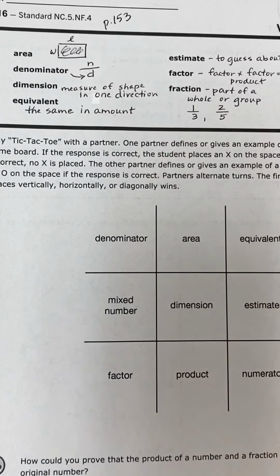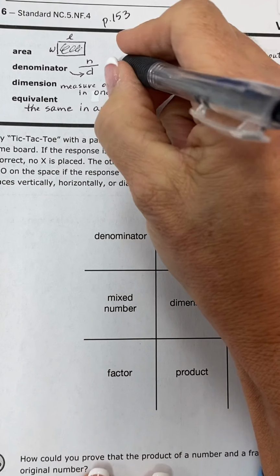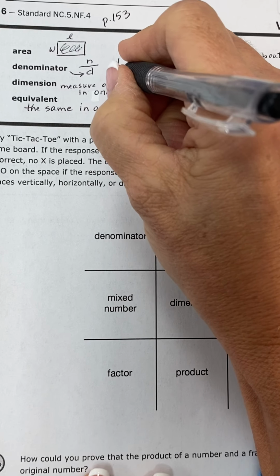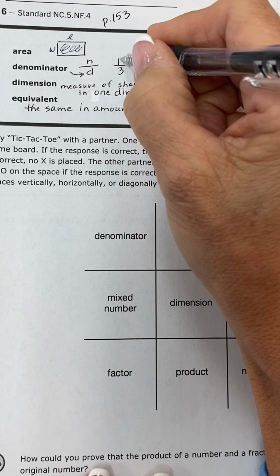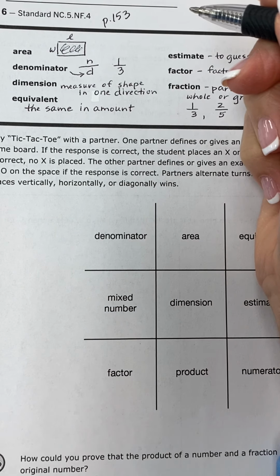Denominator is the number that is the bottom part, or the bottom number in a fraction. It's the total number of equal parts. An example would be, there's 3 parts and we're talking about one of those 3 parts, or 1/3 of it.